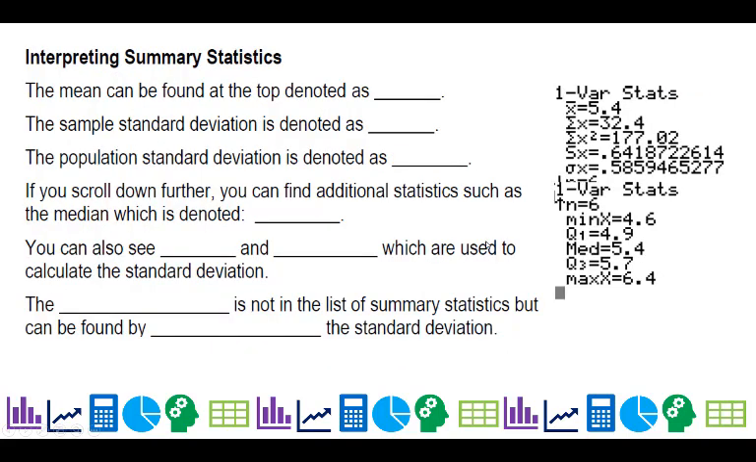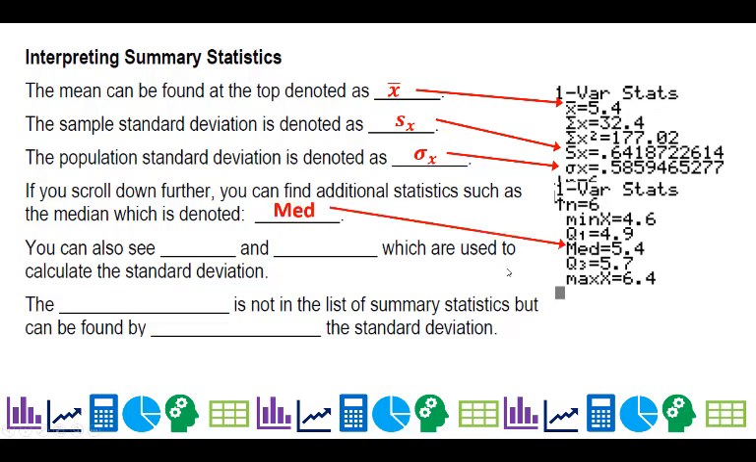So now let's take a look at the summary statistics. The mean can be found at the top. It's denoted as x bar. The sample standard deviation is Sx. The population standard deviation is sigma x. And if you scroll down further, you can see the median is right there. And you can see Q1 and Q3, which we use when we do box plots. You can also see min and max.